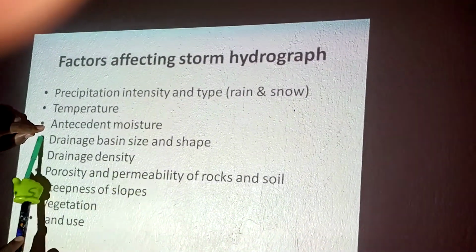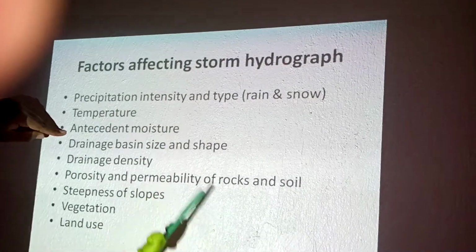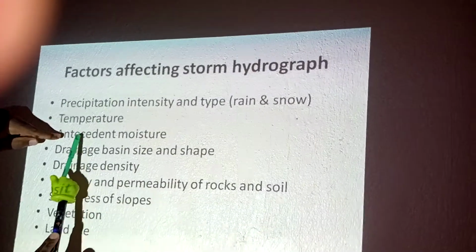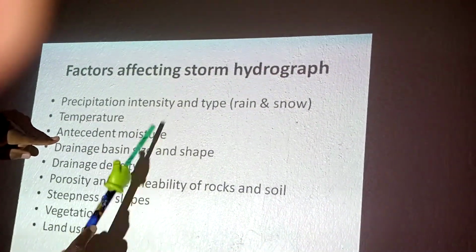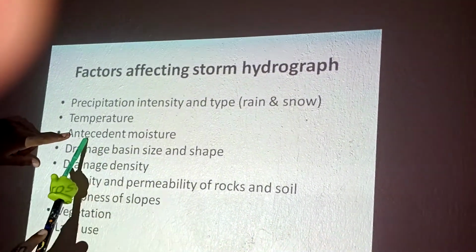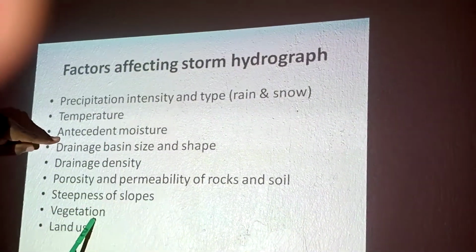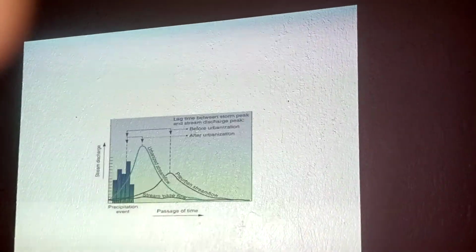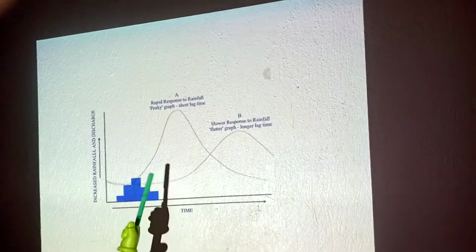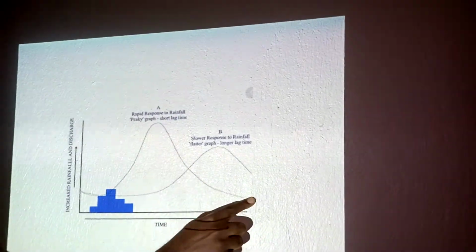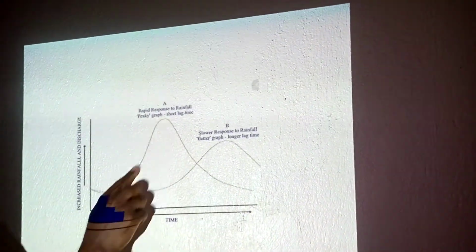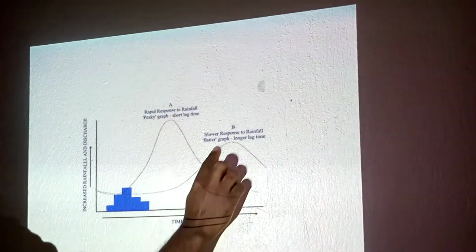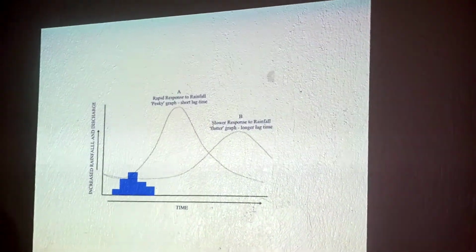Antecedent moisture. When there is higher antecedent moisture, there is a short time lag, a high peak discharge, and a steep rising limb, and vice versa. That's because with high antecedent moisture, there is less infiltration and a high surface runoff. So this river shows that its drainage basin has a higher antecedent moisture, and this one has a lower antecedent moisture.